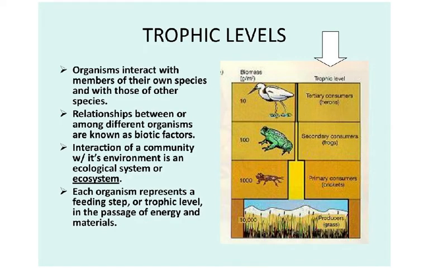Now let's come to trophic levels. What are trophic levels? Trophic levels are actually feeding levels. Organisms interact with members of their own species and with those of other species. Relationships between or among different organisms are known as biotic factors. Interaction of a community with its environment is an ecological system or ecosystem. Each organism represents a feeding step or trophic level in the passage of energy and materials.